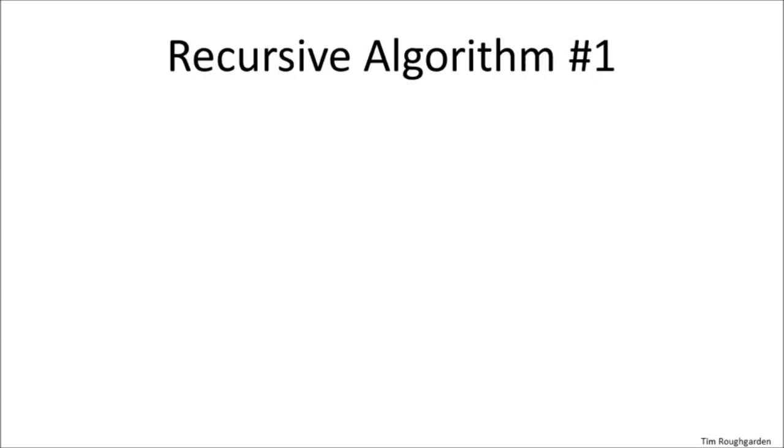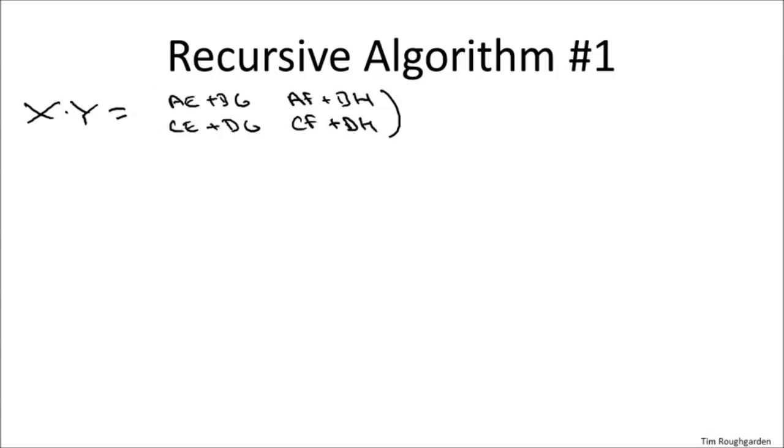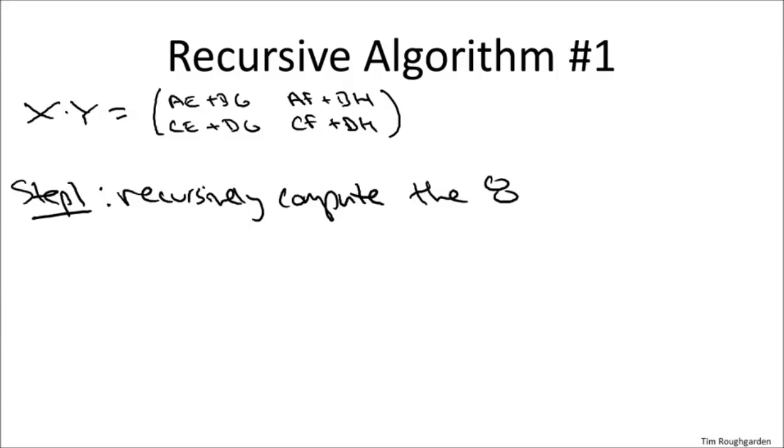To describe it, let me quickly rewrite that expression we just saw on the previous slide. And now our first recursive algorithm is simply to evaluate all of these expressions in the obvious way. Specifically, in step 1, we recursively compute all of the necessary products, and observe that there are 8 products of n over 2 by n over 2 matrices. There are 4 blocks in this expansion of x times y, each block is the sum of 2 products, and none of the products reoccur. They're all distinct. So naively, if we want to evaluate this, we have to do 8 different products of n over 2 by n over 2 matrices.